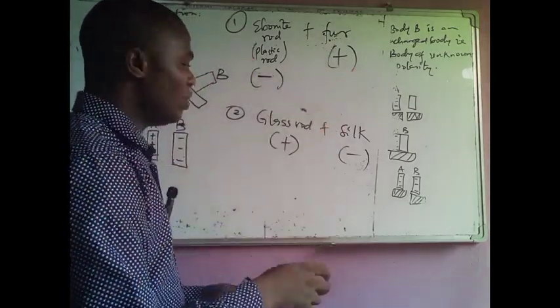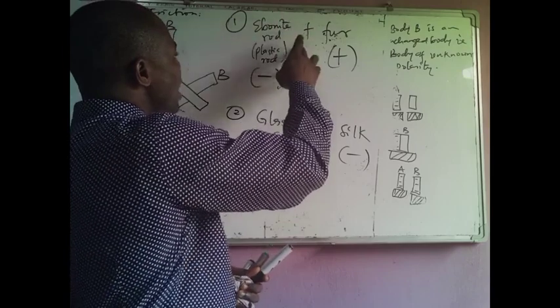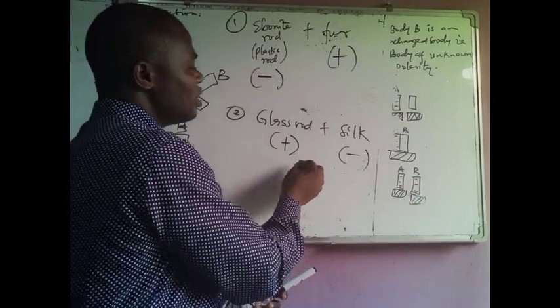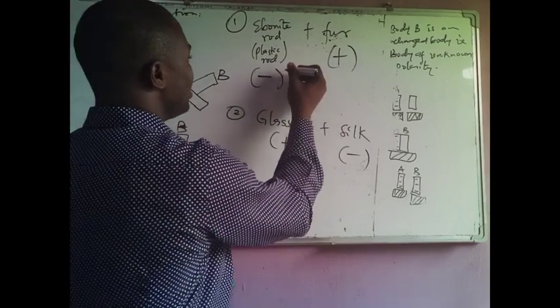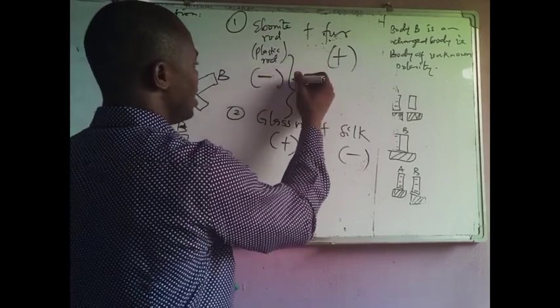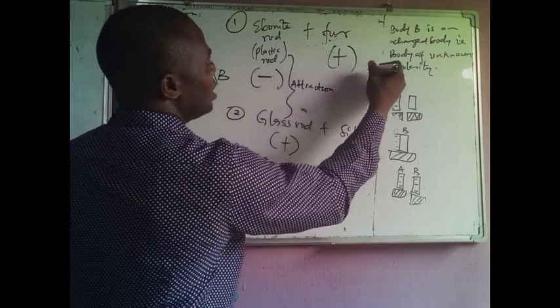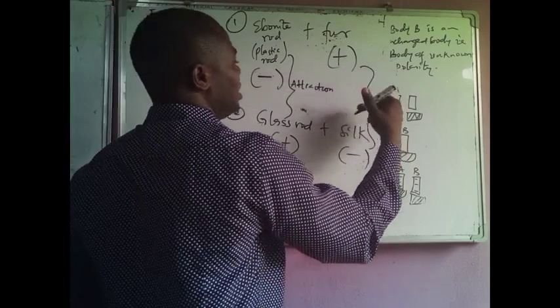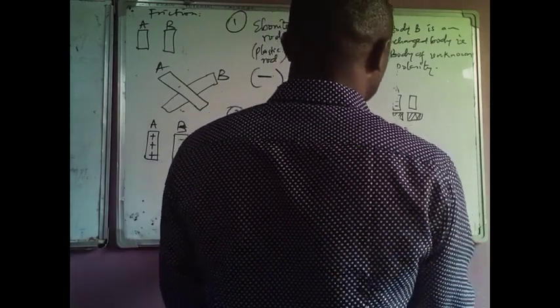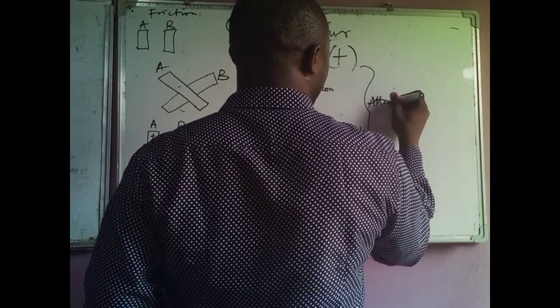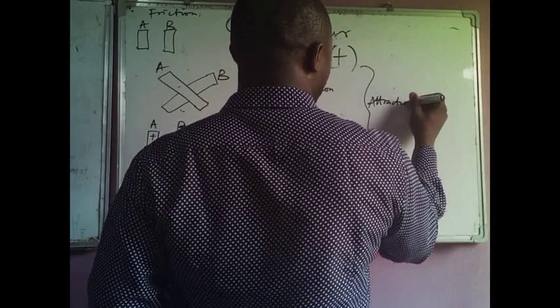Don't misplace the sign, because there are some ebonite rods that have been charged in combination with glass rods that have been charged. You see, attraction will take place when you combine these two things. There will be an attraction. The same thing when you combine charged silk with charged fur. There will also be what? Attraction.